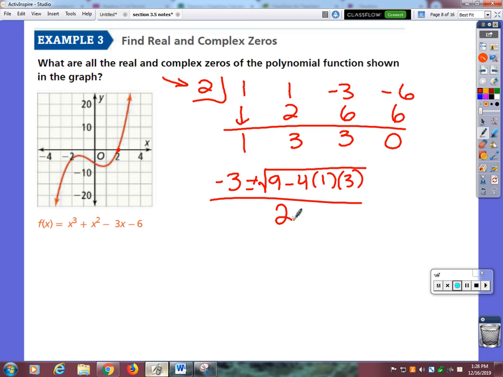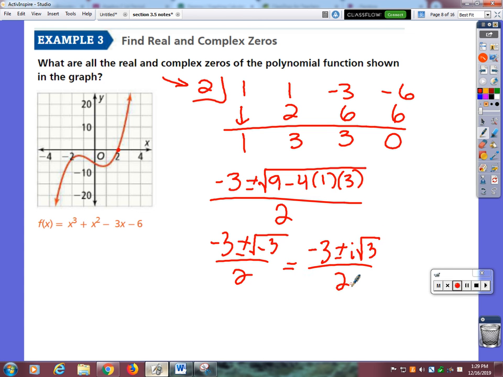Yes, exactly. So if I simplify this, I get negative 3 plus or minus the square root of negative 3, divided by 2. This can't be simplified further, which should not be unexpected because we already decided this is the only real one. The other ones were going to be imaginary. So all I have to do now is go negative 3 plus or minus i square root of 3 over 2.